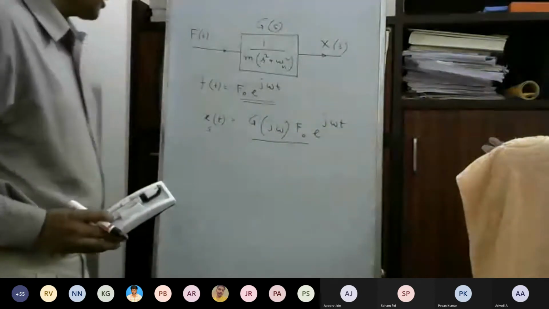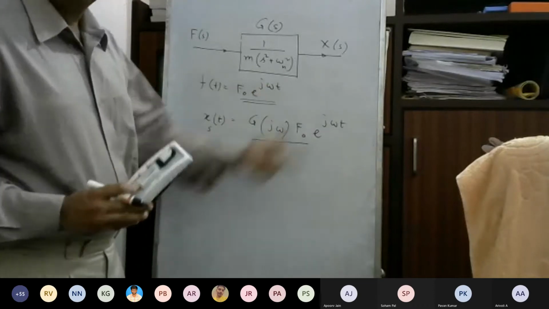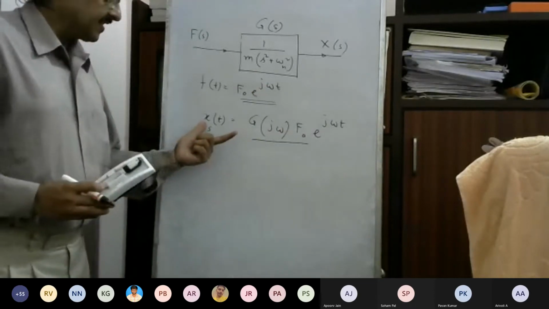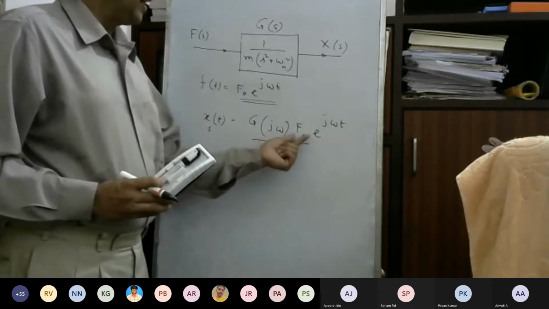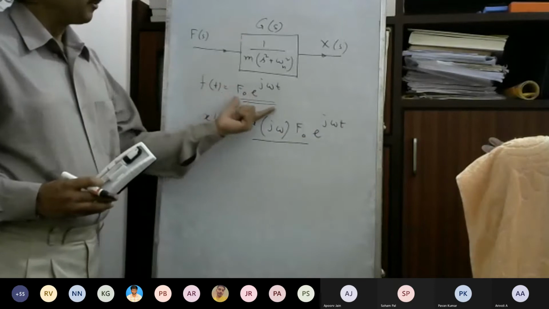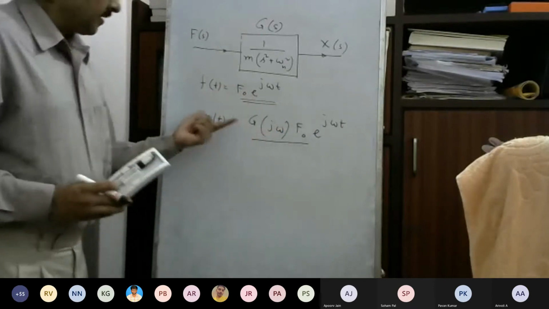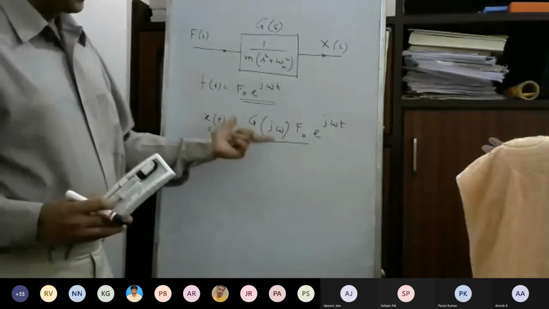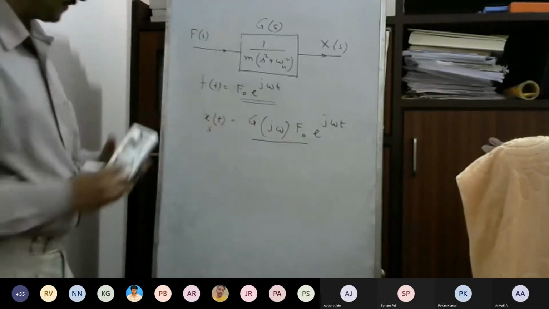Okay. So this result is important and we are going to use it throughout this course. That is, the steady state response is nothing but G j omega f naught e to the power j omega t, when we consider the f t input to be f naught e to the power j omega t. So please note down this result. This is very important for us. We are going to use it very often.